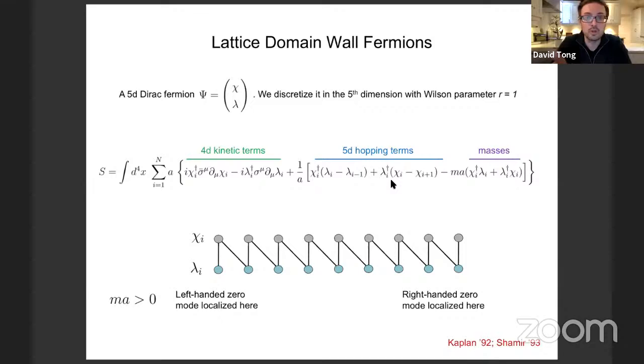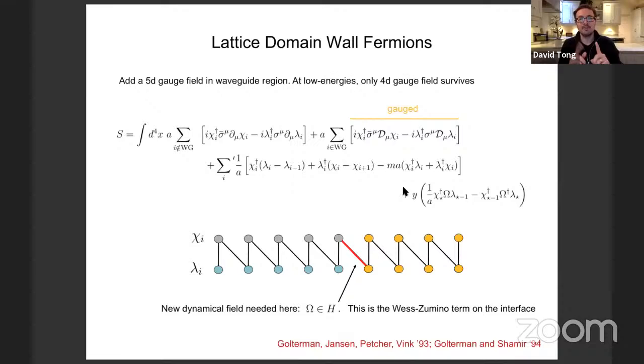So it's very simple to show that if the mass is positive, you get a left-handed zero mode here. Roughly speaking, it's this first chi. And you get a right-handed zero mode here. Roughly speaking, it's this last lambda. Of course, there are profiles that are exponentially suppressed. So this is really just the beautiful idea of David Kaplan and the slight variant by Shamir from a year later. All right, now comes the difficulty.